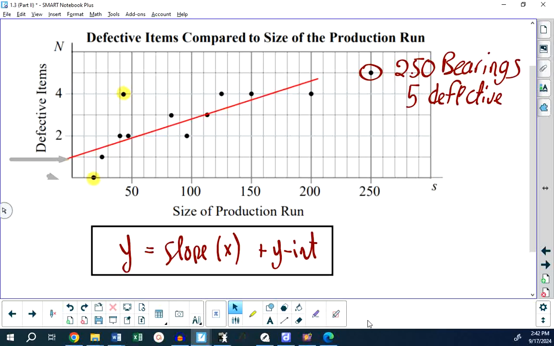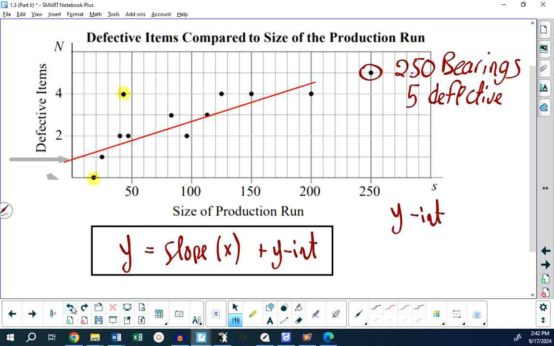Is just move the line so that it's at 1 and I can call it 1. I'm not going to do that. I'm going to say my y-intercept is about 0.9. It's probably even closer to 1 than it is 0.9, but I'm going to go with 0.9.